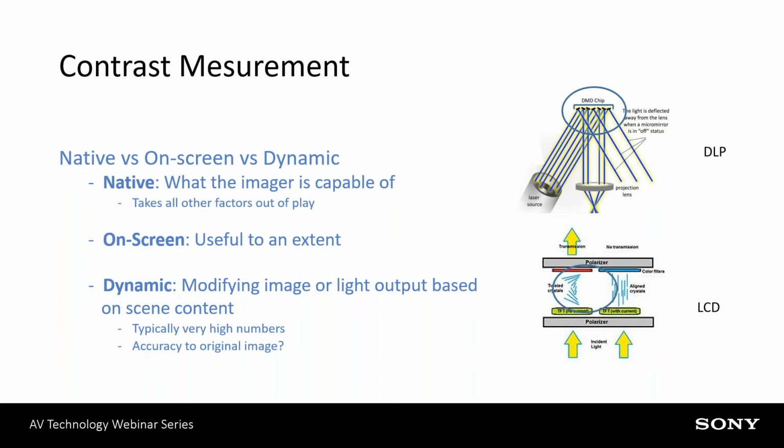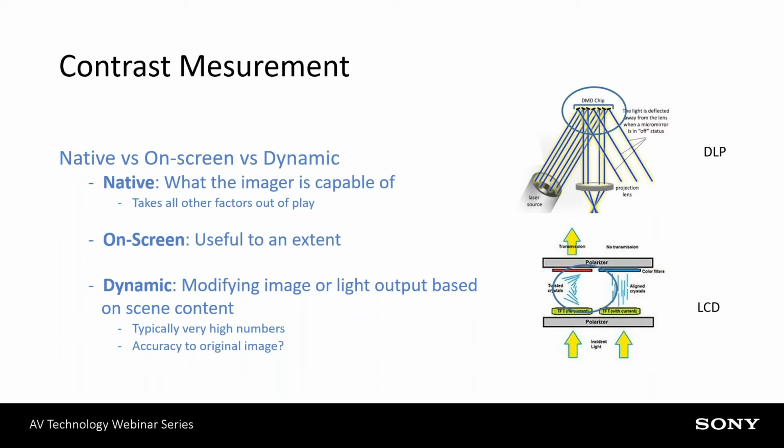On screen takes into account things like lensing and so forth. This is useful, but it's very hard for manufacturers to produce this number because we don't know where you're going to put it, how you're going to use it, the angle you're going to use it on, and everything else.